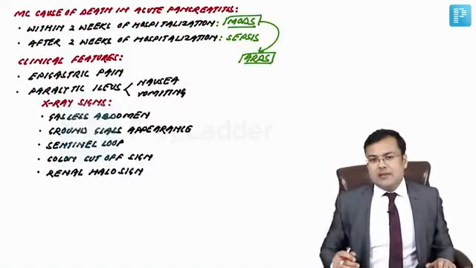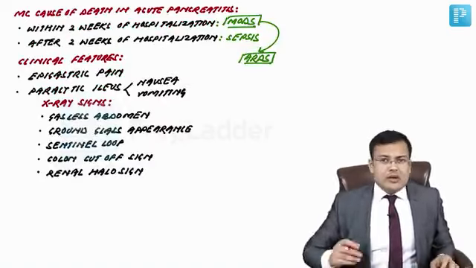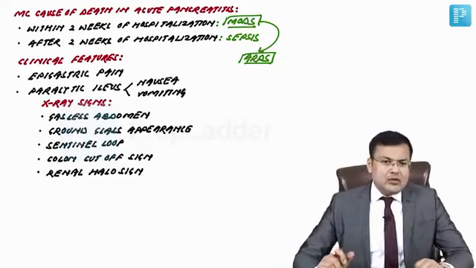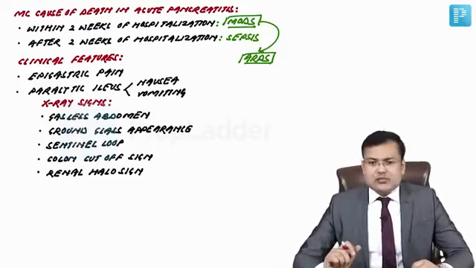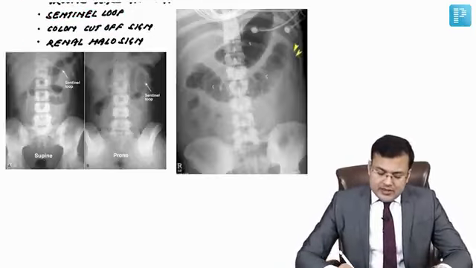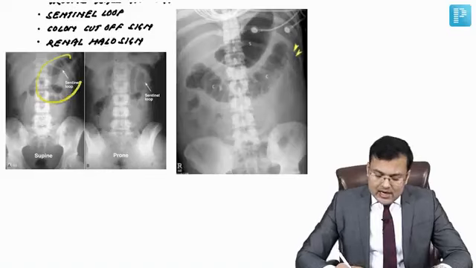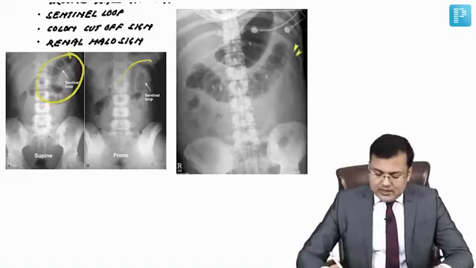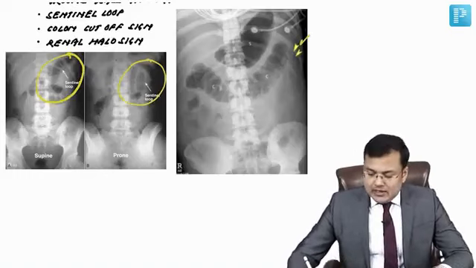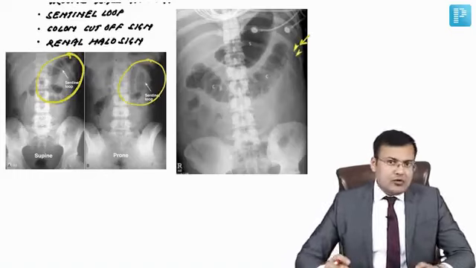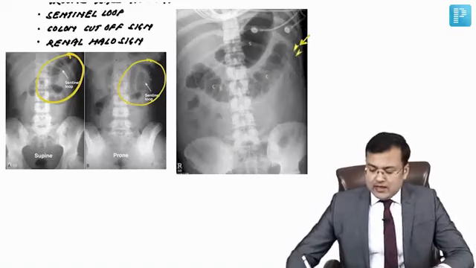There is ground glass appearance. There is sentinel loop because of localized ileus in the jejunum. There is colon cutoff sign because of localized ileus in the transverse colon, and there is renal halo sign. In these images, you can see there is localized ileus in the jejunum here, so that is sentinel loop, and here you can see the colon is visible till the splenic flexure. So this is the colon cutoff sign. Here you can see the arrow.